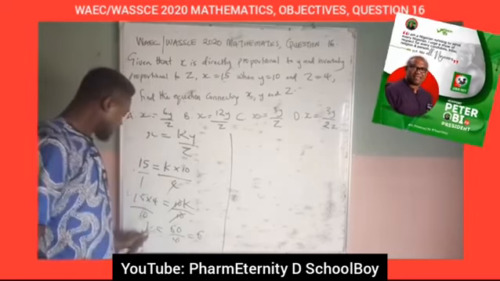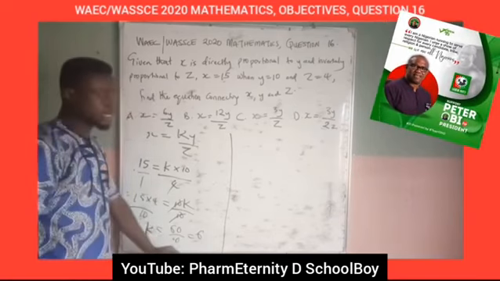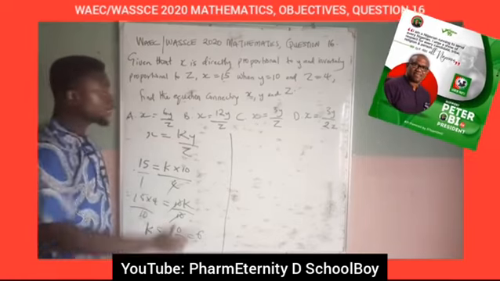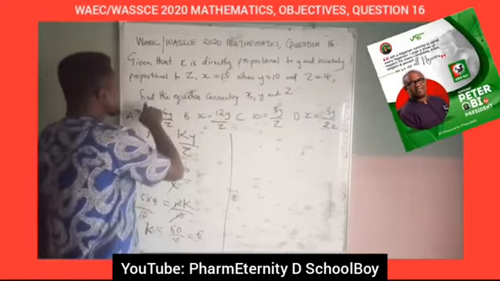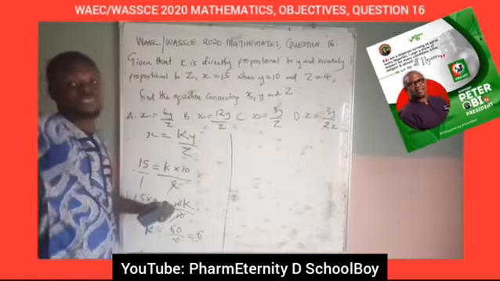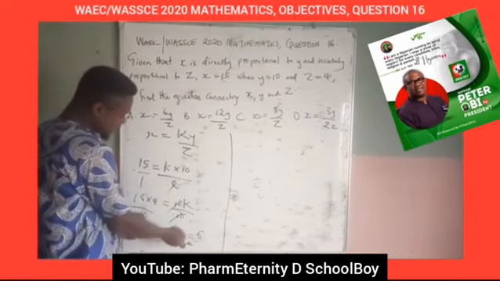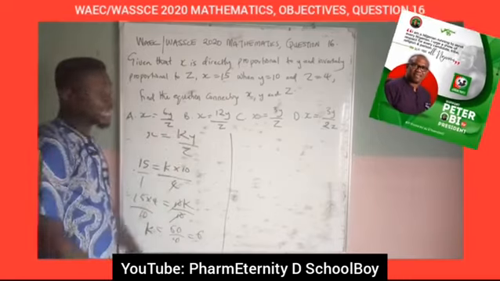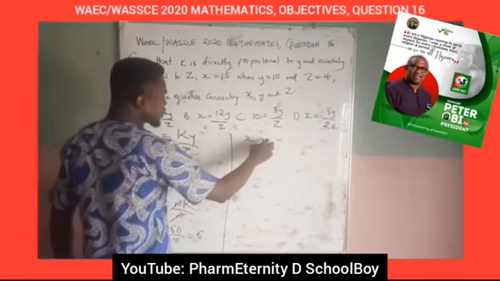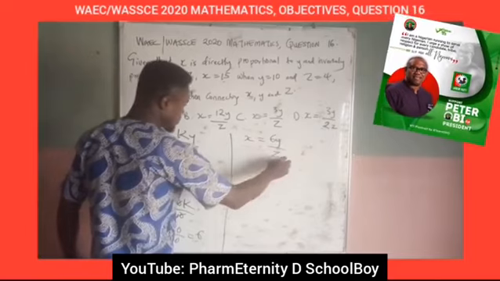Having calculated that k is 6, let us now put k back into this equation, because the question says find the equation. They are not looking for the absolute value. They are looking for the equation that joins them together. So we substitute 6 for k here and get the equation. x is now equal to 6y over z.